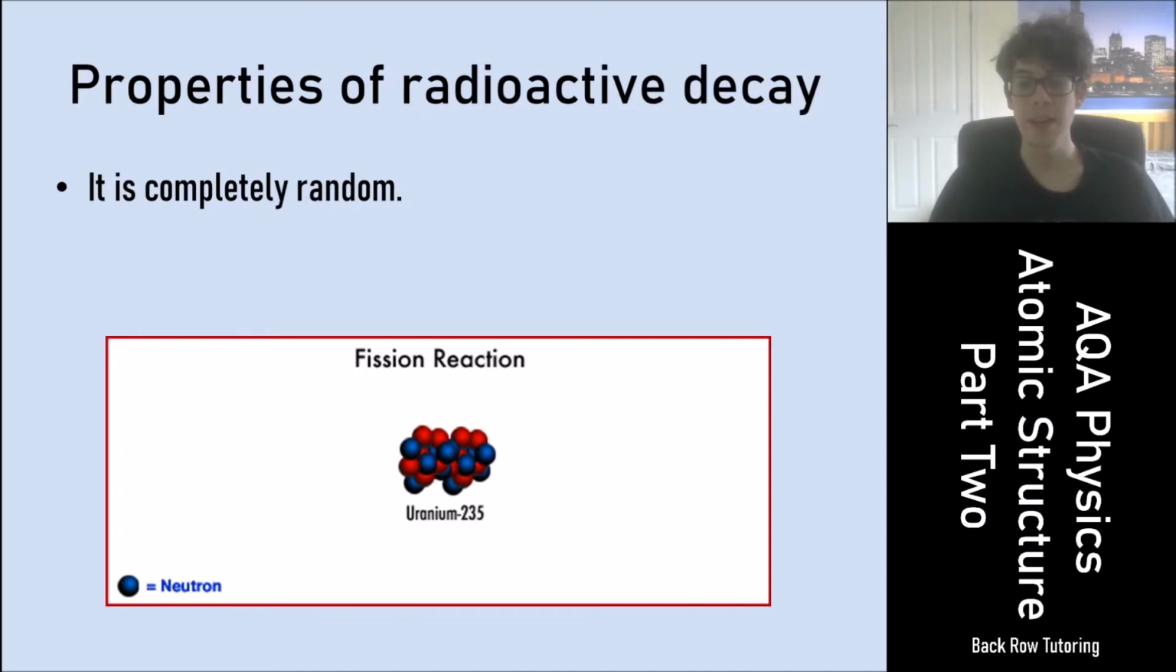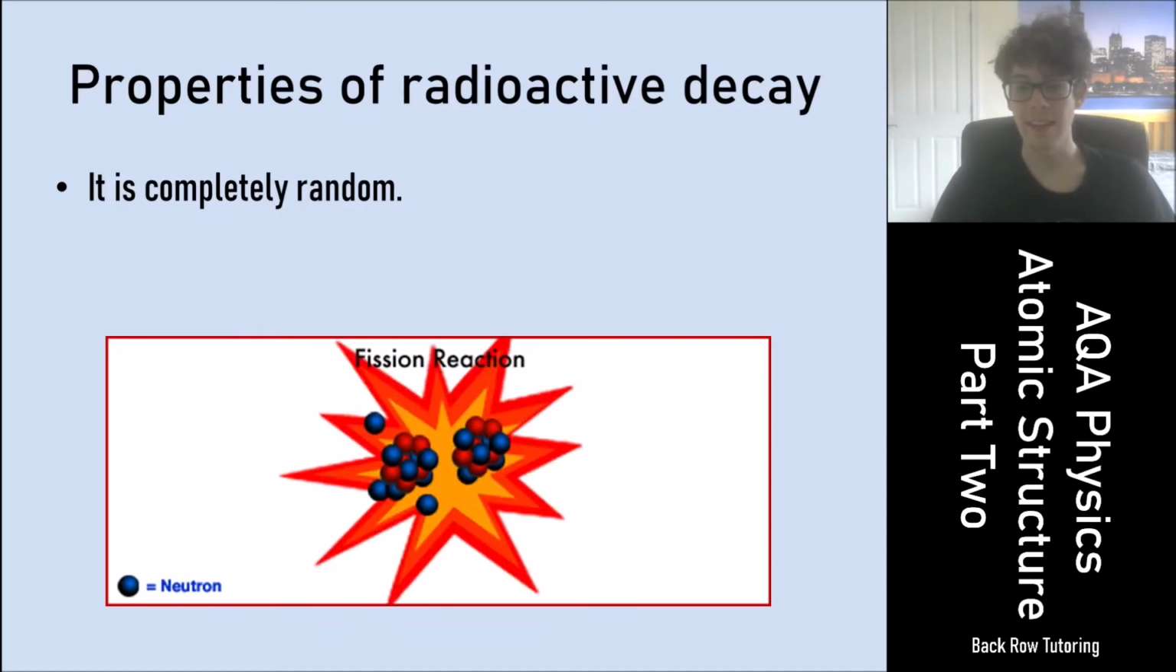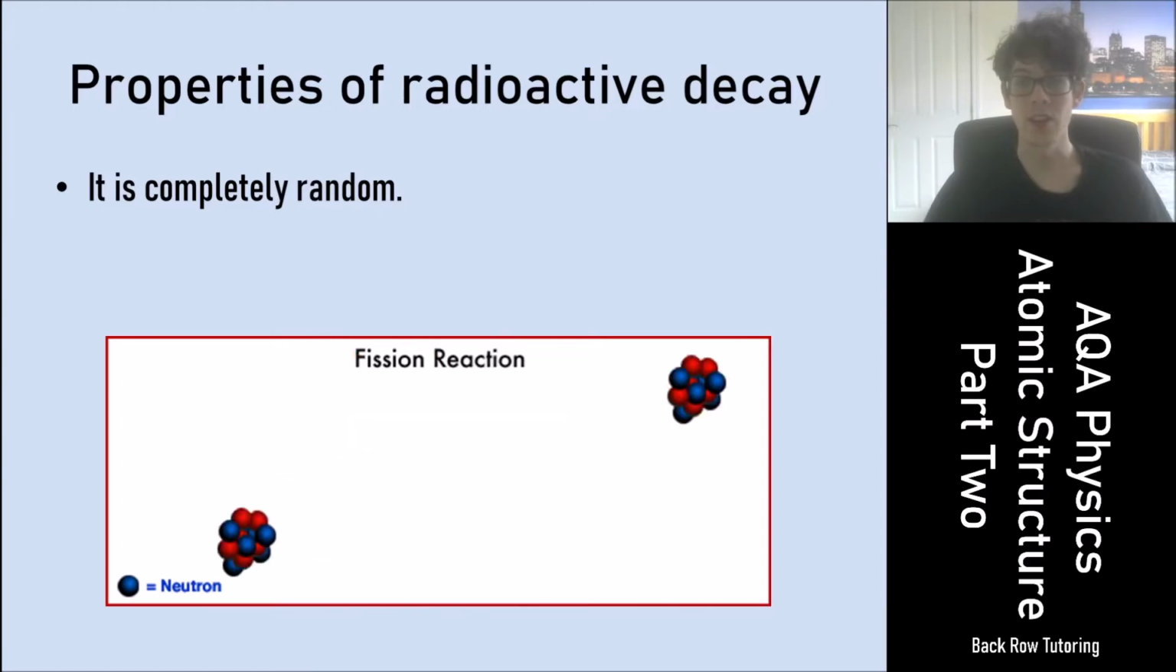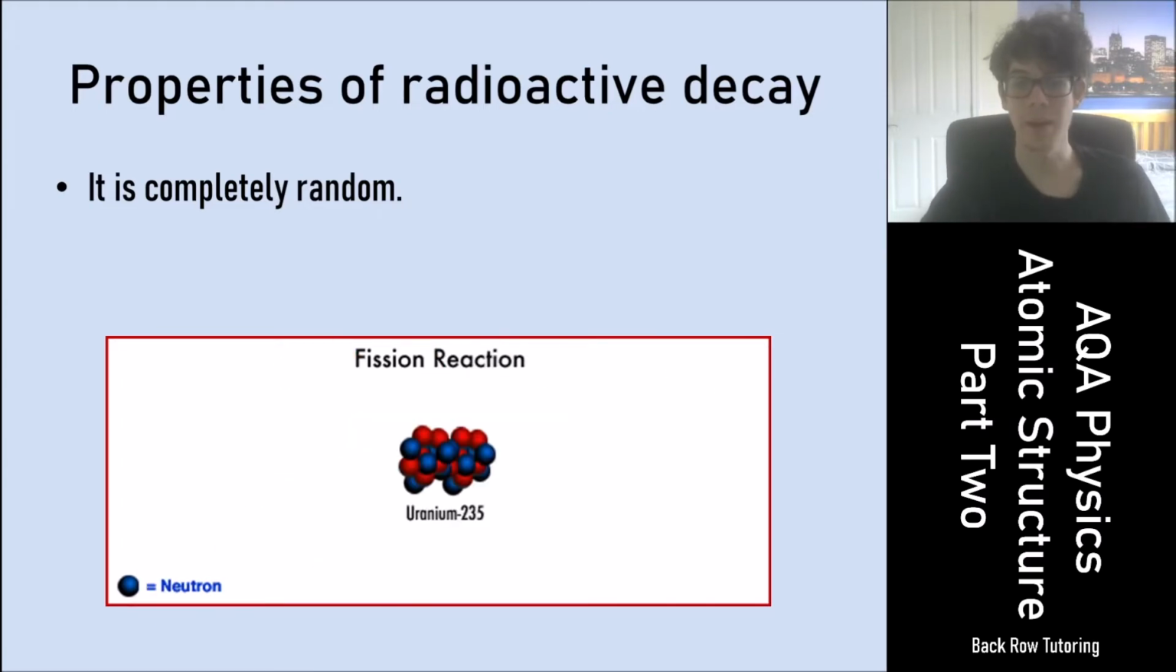So in this little animation here, you can see that there is a fission reaction which we'll cover later. It's completely random. There is nothing we can do to predict which nucleus is going to decay next. Completely random.